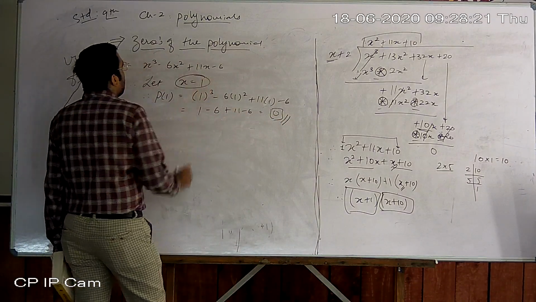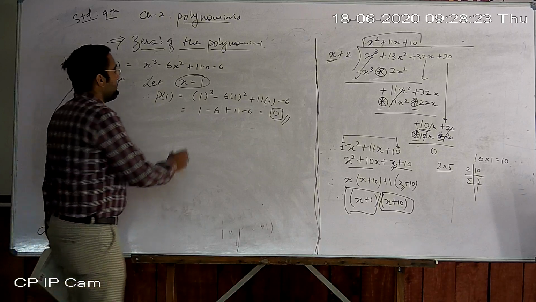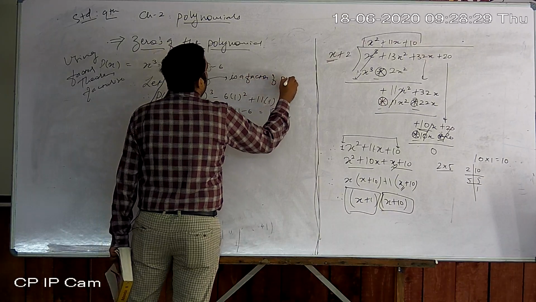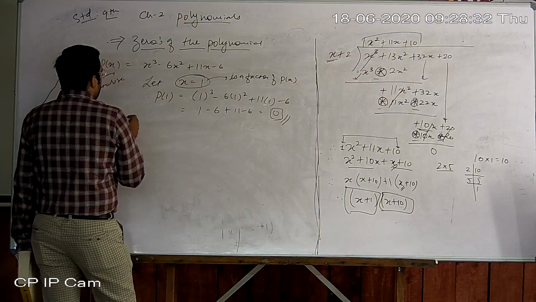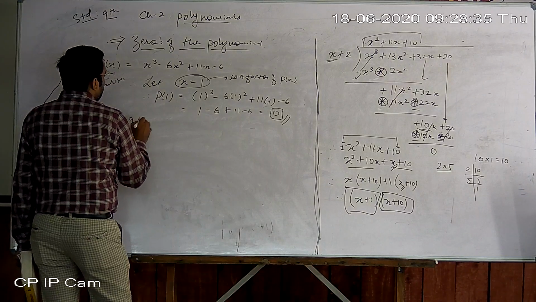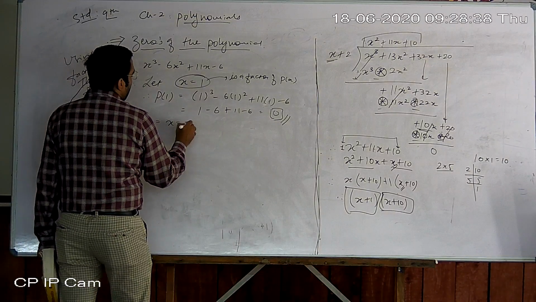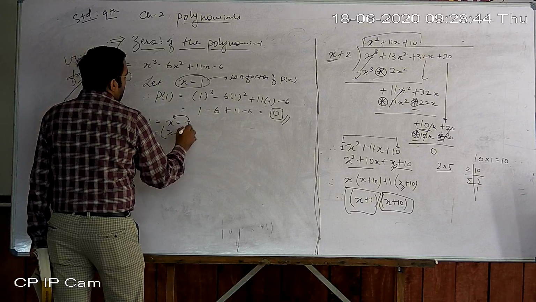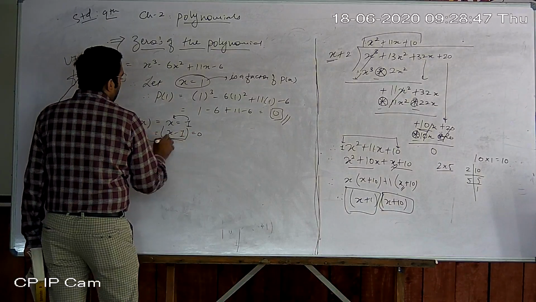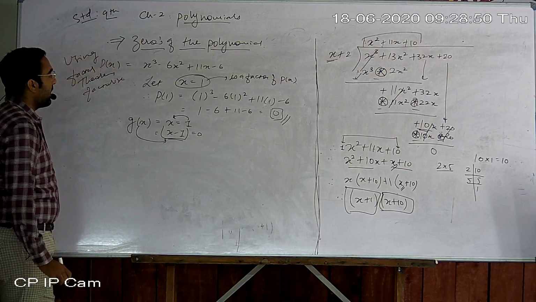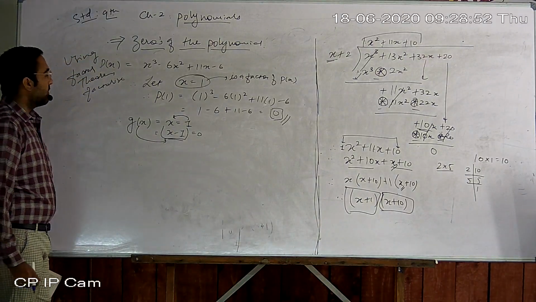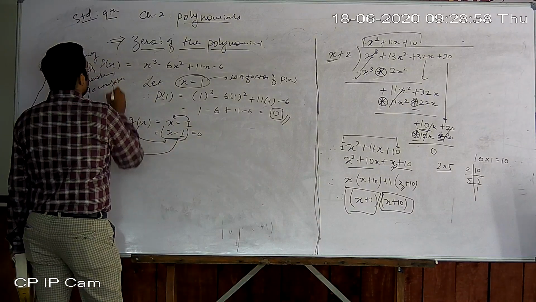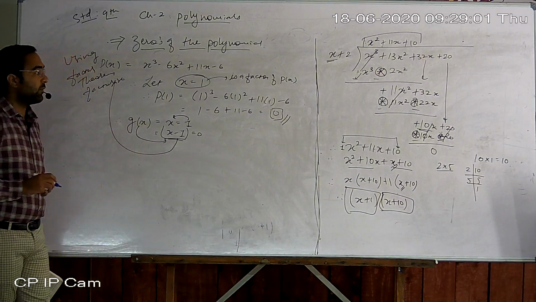Therefore, what should I tell? I tell that x equal to 1 is a factor of p of x. Therefore I'll take g of x from x equal to 1. Now 1 shifted to the other side, therefore x minus 1 is equal to 0. So my g of x is x minus 1. Take g of x as x minus 1 and divide using long division with p of x to find other factors.